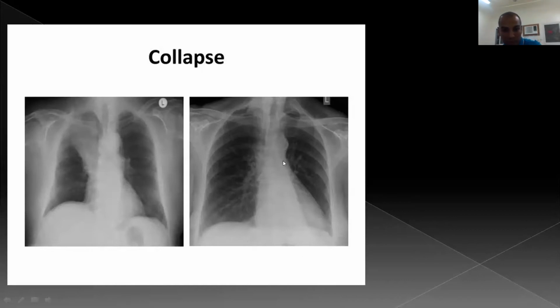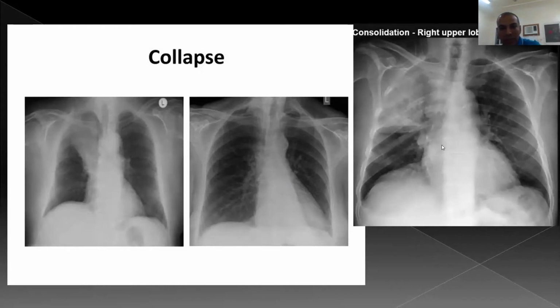This one is a cardiac shadow, and this is left lower lung lobe collapse. You will see a different opacity, different from the heart. One of the most difficult points is to differentiate between the left lower lung lobe collapse and the cardiac shadow.